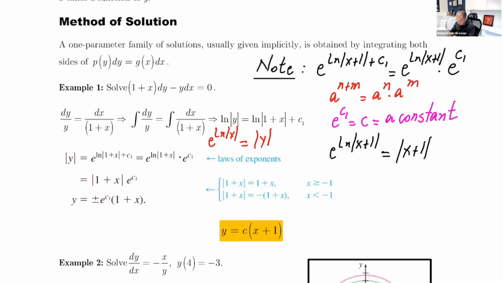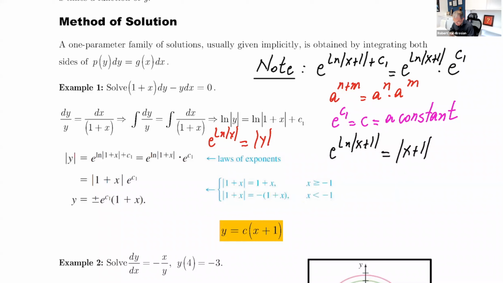Now I want you to notice something also. E to the power of c1 is just a constant itself. So instead of writing e to the power of c1, you can easily change that to c. Now, if our goal is to isolate y, y can be written as plus or minus e to the power of c1 times 1 plus x. And again, by the definition of absolute value, we know that absolute value of 1 plus x is 1 plus x if x is greater than or equal to -1, and -1 minus x if x is less than -1.